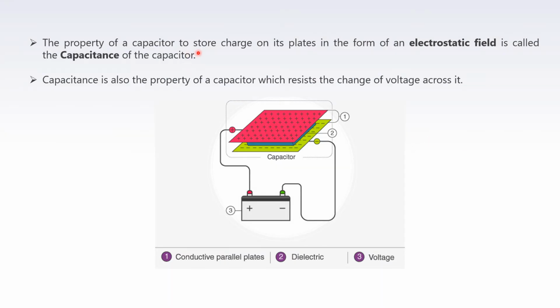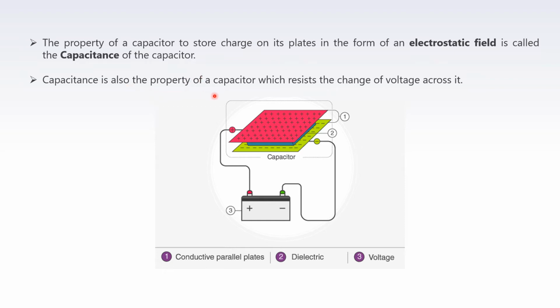The property of capacitor to store charge on its plate in the form of electrostatic field is called capacitance of the capacitor. So what is the capacitance value? It is nothing but the charge storing capacity of that capacitor. If charge storing capacity is more, then capacitance value will be more. What is the unit of the capacitance? That is farad. Capacitance will be denoted in microfarad, farads or picofarad. So that is generally denoted. So voltage value and the farad value is given in the specification.